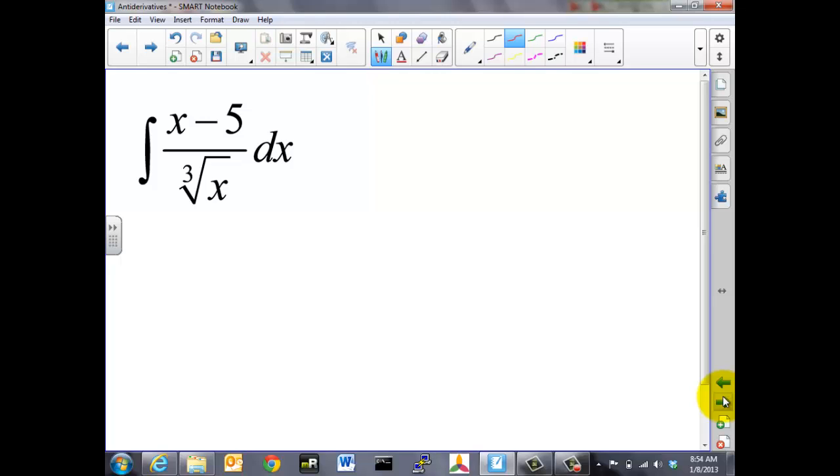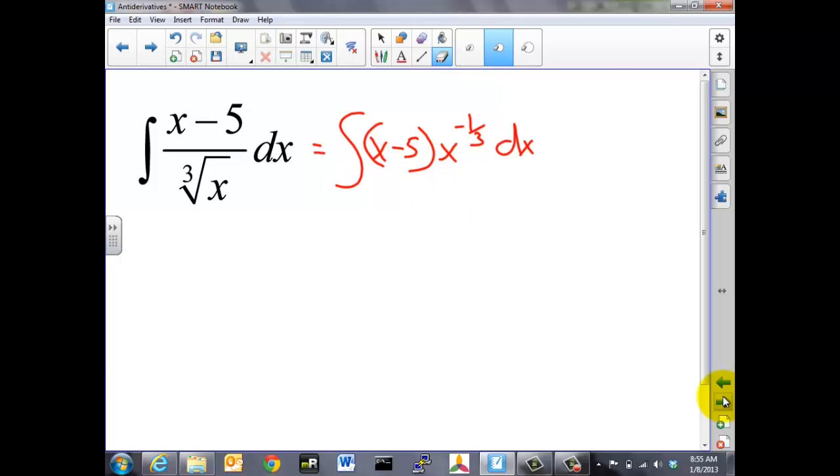What do y'all want to do? I mean, the only thing that I've heard, distribute it. If we brought it up, we could distribute it, couldn't we? What if we did that? Let's see if that helps us any. Integral of x minus 5, and this becomes x to the negative 1/3 dx, okay? So we brought it up. Now we still can't integrate this.